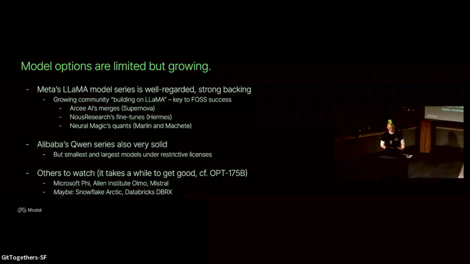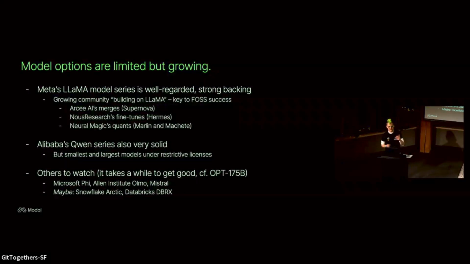The runner-up right now in my mind is the Qwen series from Alibaba, very solid. There are slightly more restrictive licenses than Meta. The smallest and largest Qwen models are under a non-commercial license, so there's a little bit of concern there. There's a bunch of models out there under very bad licenses or non-commercial licenses, and that cuts them out of consideration here. So if you want to launch next week, those are kind of your two options. There are some others that are also pretty good.